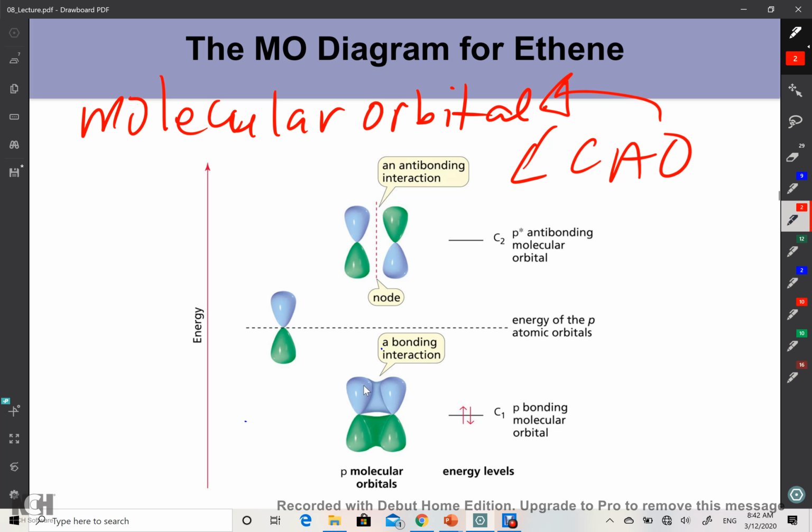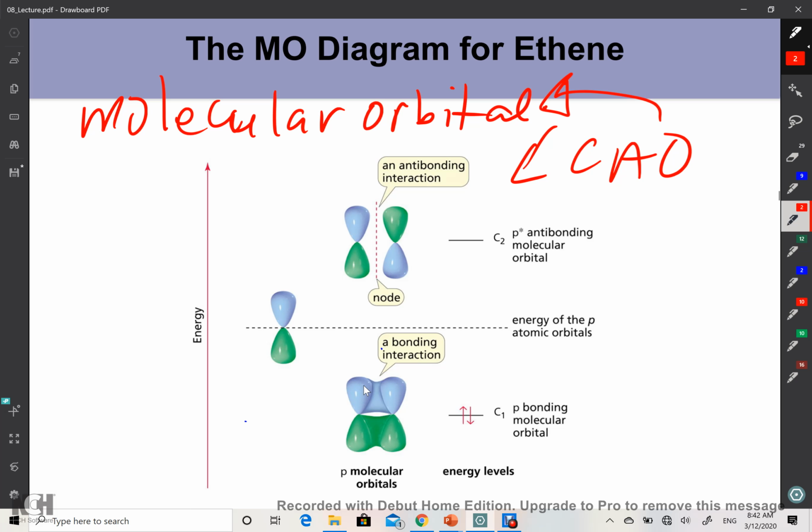If you combine three atomic orbitals together, you will generate three molecular orbitals. If you combine four atomic orbitals, you will generate four molecular orbitals. That's why it's called a linear combination. It's not an additional combination. It's a linear combination. So 2 gives 2, 4 gives 4, 3 gives 3. Does that make sense up to this point?